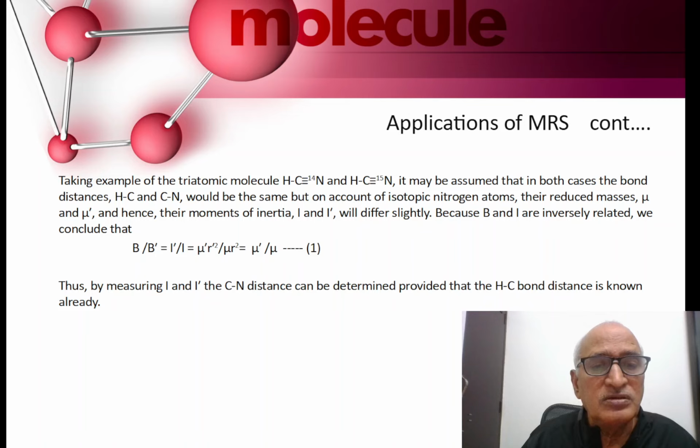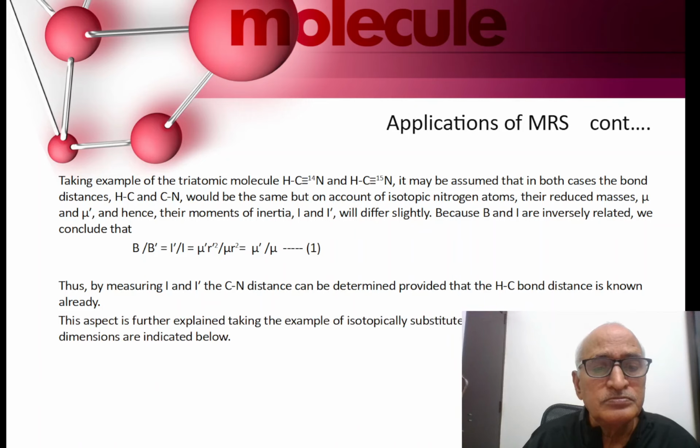By measuring B and B prime, we can calculate I and I prime, and therefore we can calculate their mu values. By taking an example, the method is explained in detail. We have taken an example of OCS molecule. In one case, it is sulfur 32. In the other case, it is sulfur 34.